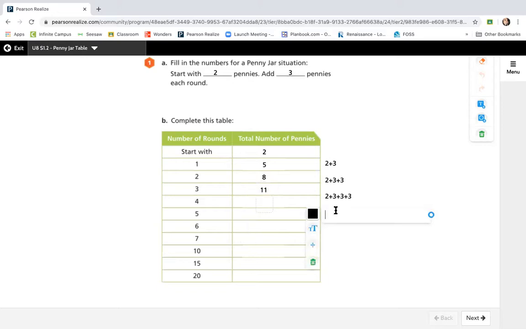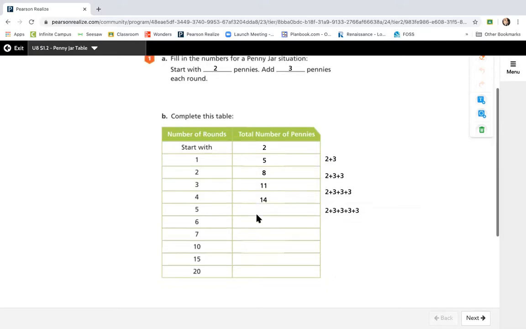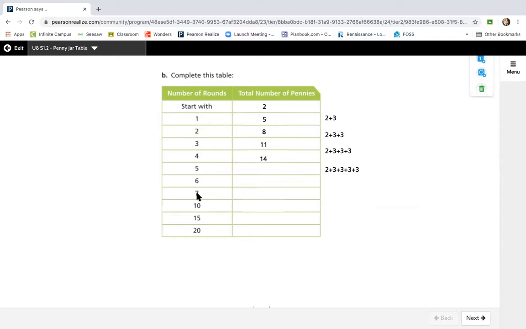To the fourth round, same thing. Start with 2, add 3. Third round, fourth round. And I will end up with 14 pennies. That is how you're going to fill out the rest of your table for the 5th round, 6th round, 7th round. Now here comes the tricky part, because down here you can see that after the 7th round, you're not going on to the 8th round. You're moving to the 10th round, and then to the 15th round, and then to the 20th round.